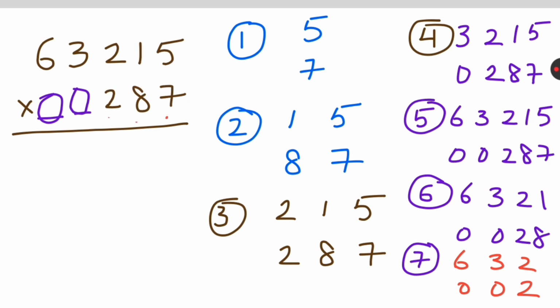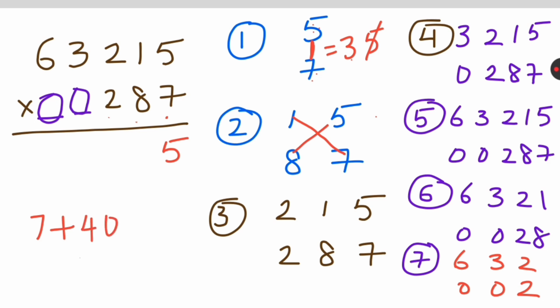Now it's time to write the result. First, observe the first step. What we have? We have 5 and 7. So let's multiply this. 5 times 7, which is 35. So let's take only 5 here, and the remaining you have to carry to the next place. Before that, let's take the second step. We have 1 times 7 is 7, plus 8 times 5 is 40, which is 47.